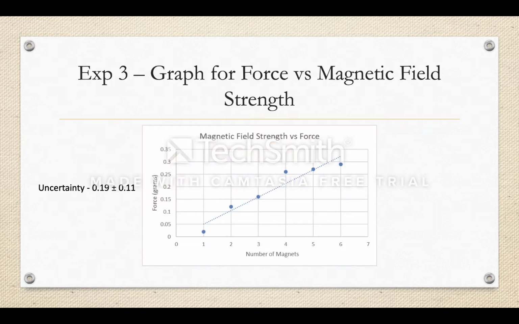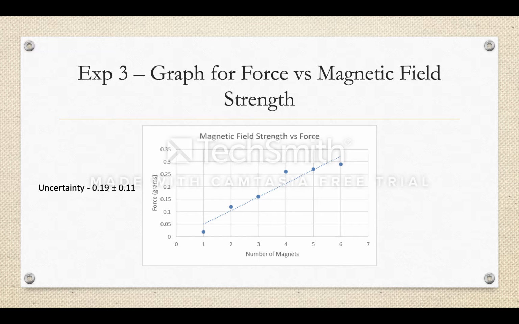The graph of the magnetic field strength versus force shows that it is directly proportional. However, the uncertainty is 0.19 plus or minus 0.11, which shows that there are also errors present. Like the previous experiments, errors are quite similar. As such, there is a random error of measuring the mass by the eyes and the systematic error of the balance being sensitive to our hands as we are determining the mass.